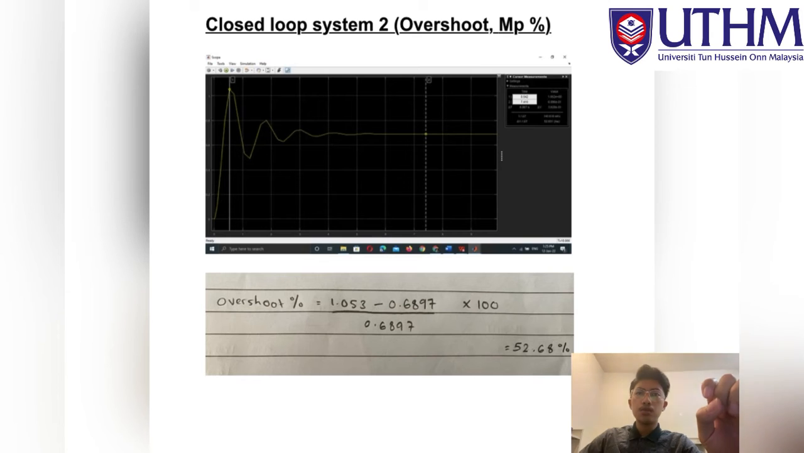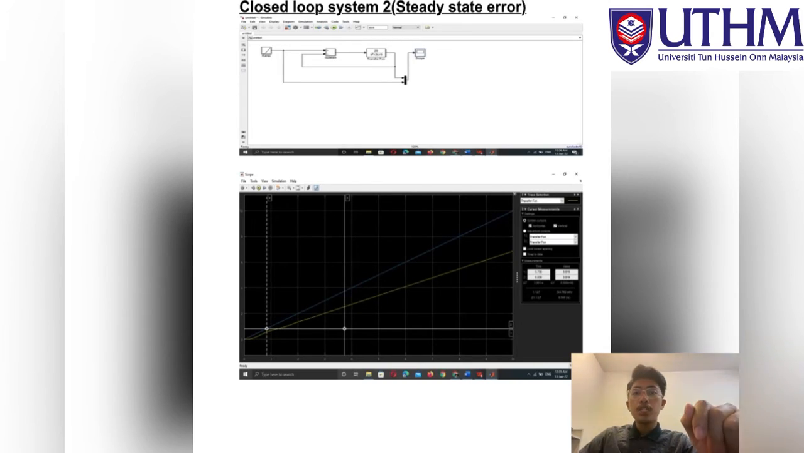Closed loop system 2 steady state error. We need to change the step to ramp, and then add a mux to find the steady state error. Then you run the simulation and we will get this graph.